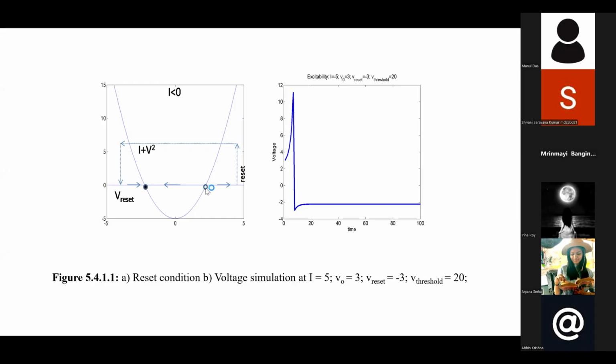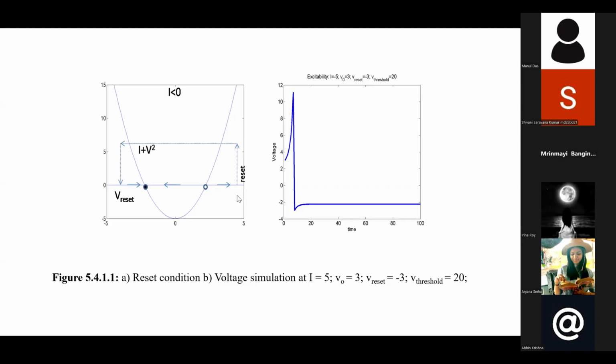Now, if I start from any range between these 2 points, in that range dV/dt is negative, which means the voltage goes down. So if I start at some initial voltage somewhere here, it will go down to this value. But if I start from some voltage beyond the second value, then dV/dt there is positive, so voltage keeps going up. So this is a plot of dV/dt as a function of voltage.